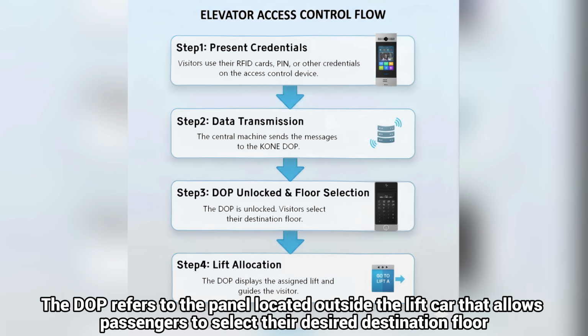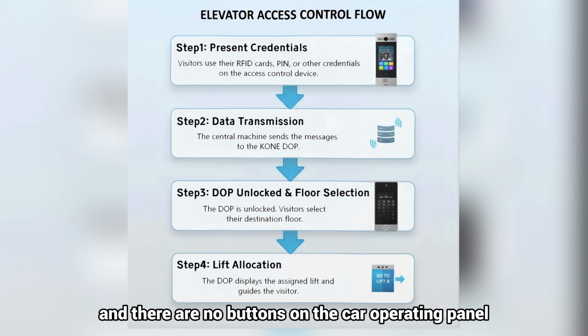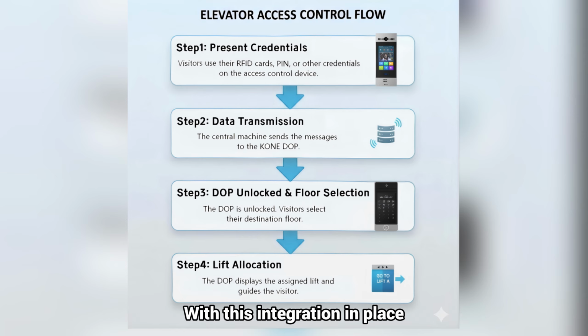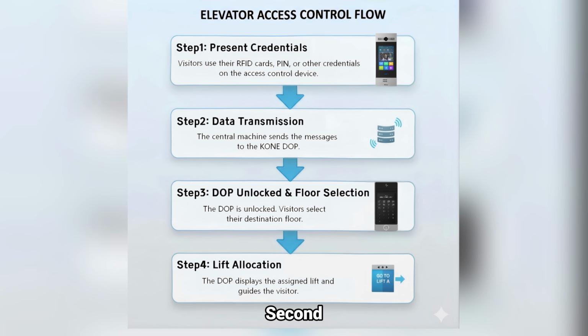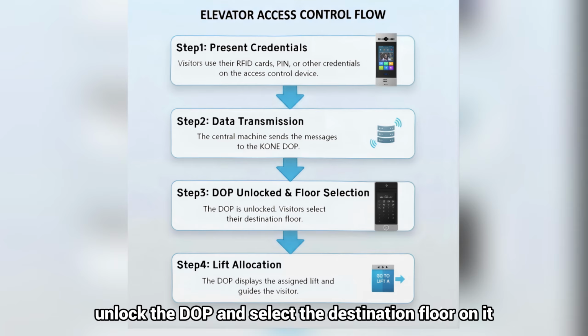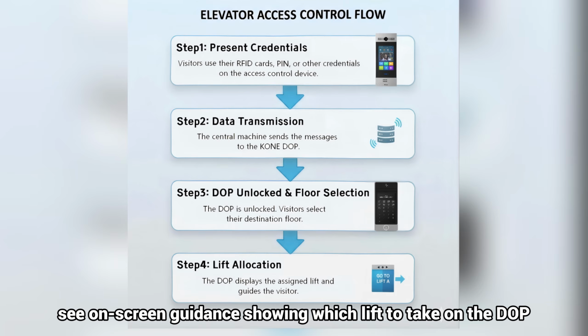The DOP refers to the panel located outside the lift car that allows passengers to select their desired destination floor, and there are no buttons on the car operating panel. With this integration in place, authorized users can: first, use their credential on the Akuvox device. Second, unlock the DOP and select the destination floor on it. Third, see on-screen guidance showing which lift to take on the DOP.